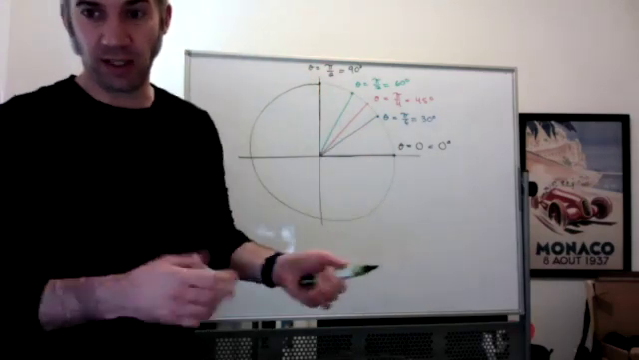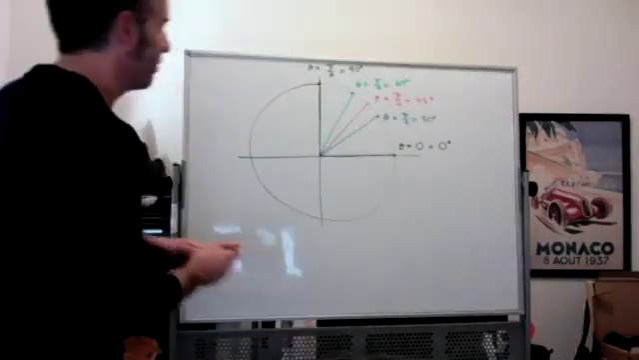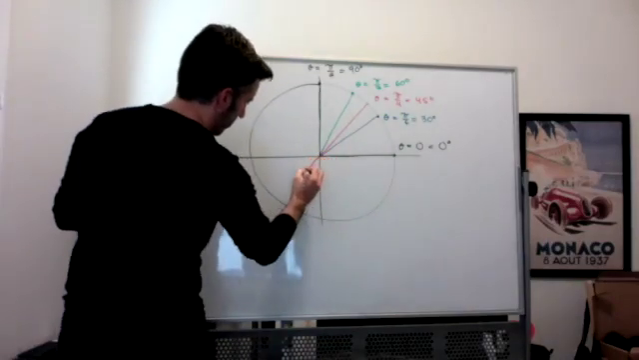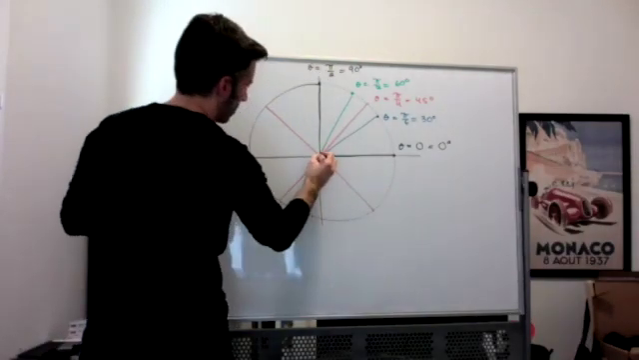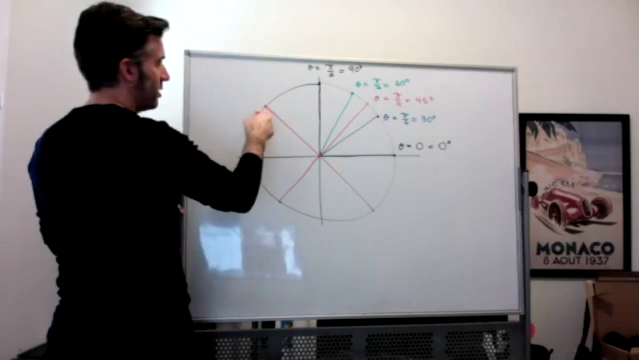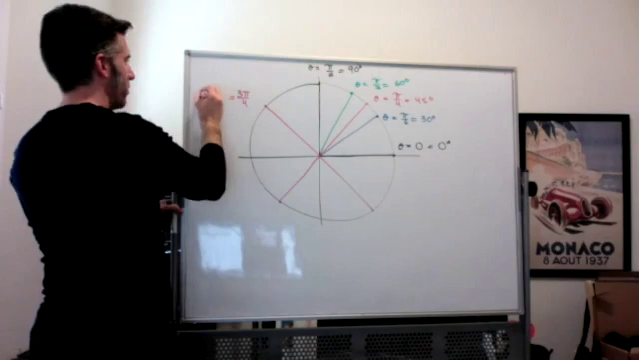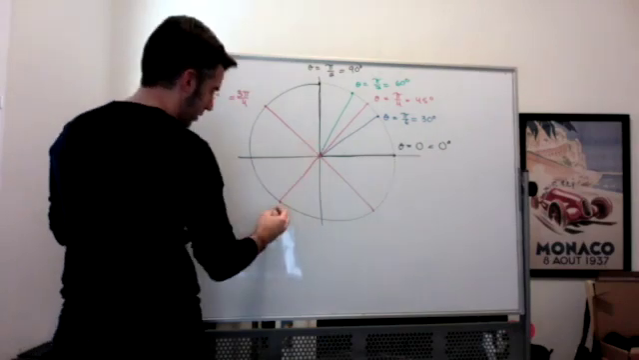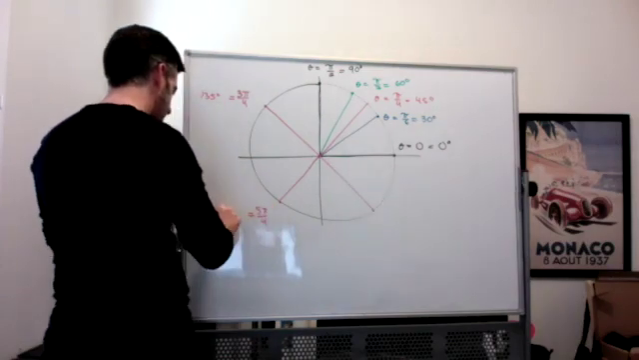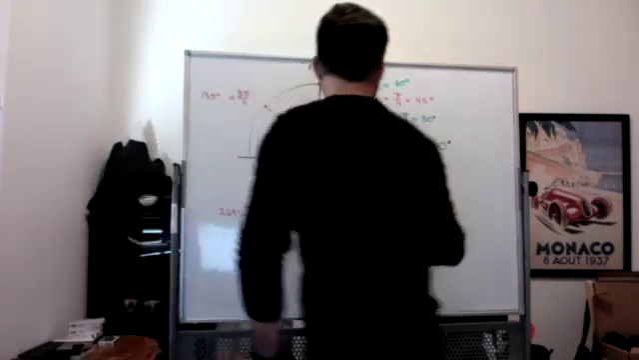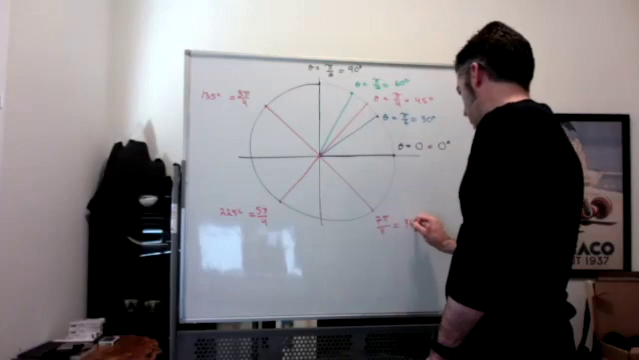Let's draw the rest of this picture. All of my pi over 4 angles are going to be red. This angle here is going to be 3 pi over 4, which is 135 degrees. This angle here is going to be 5 pi over 4, which is 225 degrees. And this angle here is going to be 7 pi over 4, which is 315 degrees.